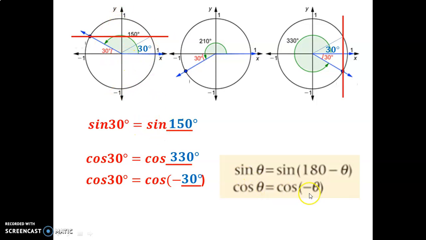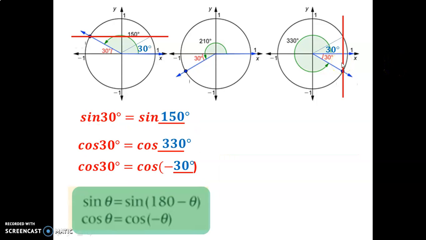Take a look at the cosine rule. We have cosine of some angle equals cosine of negative angle, and that's what we see happening here. Cosine of 30 was the same as cosine of negative 30. So with cosine of 30, the x value here is the same as if you go negative 30, the same x value here.